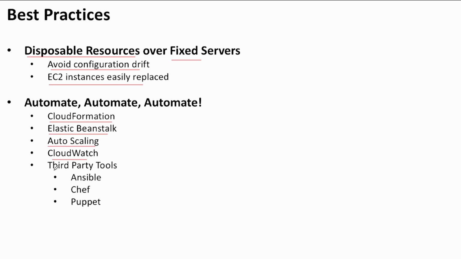We have third-party tools available. Many of these have libraries and built-in support for Amazon Web Services. So tools like Ansible, Chef, and Puppet, and there are a number of others, but these seem to be the three most popular. So I would highly encourage you to look into these tools as ways to automate your environment.